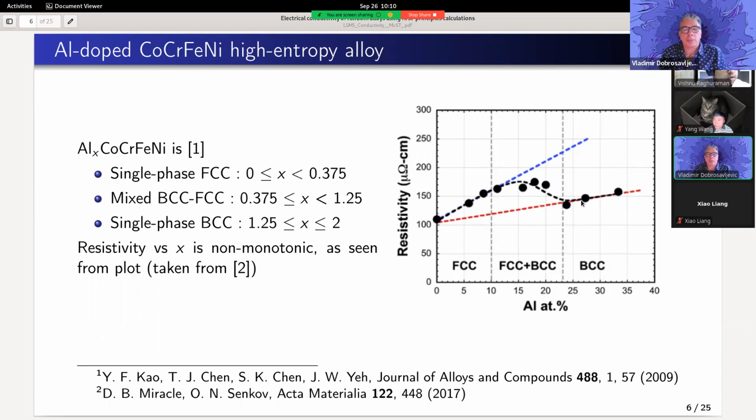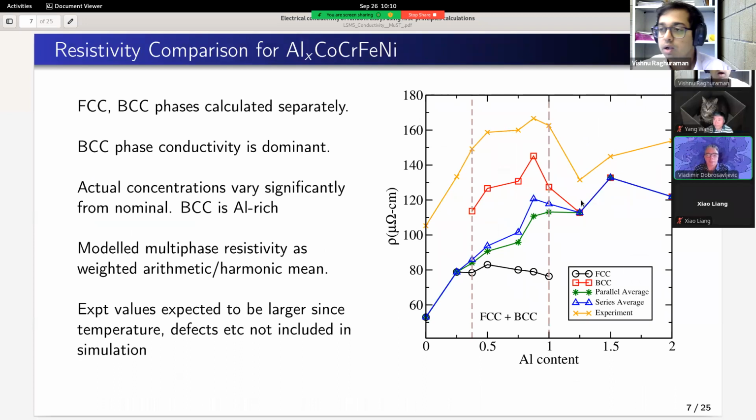Can you just explain what is the mixed phase? How is that treated within CPA? Yeah, so I'm getting to that. Basically, what we did is we calculated those two phases separately, so we calculated the FCC and we calculated the BCC. We took the lattice constants and the actual, experimentally observed concentrations from an experimental paper that we found, and we just put those concentrations in CPA. We built an FCC structure, a BCC structure, calculated the resistivity, and basically looked at how it varies.